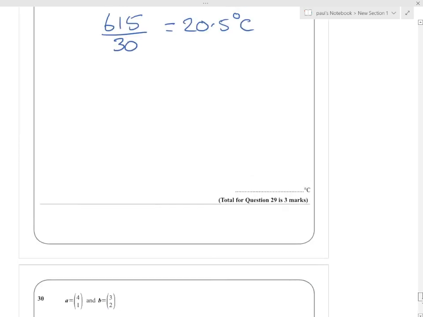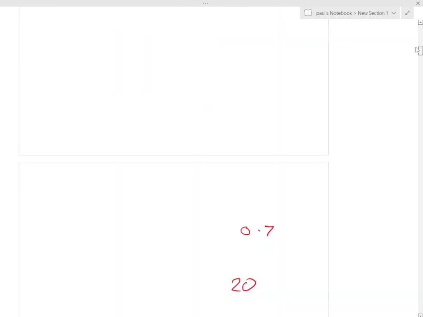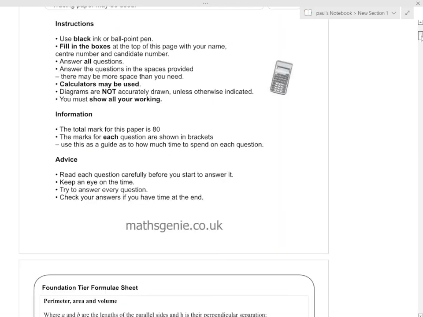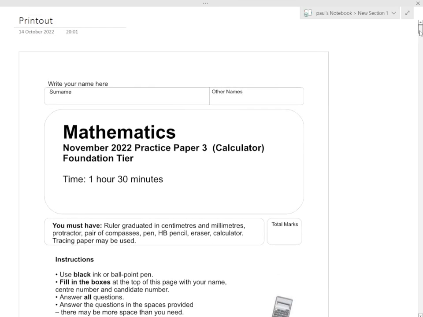And we've run out of questions. So there is the predictive paper for paper 3, November 2022. I hope you enjoyed that. So let's go over there and stop the recording.